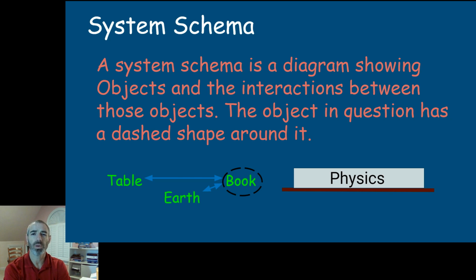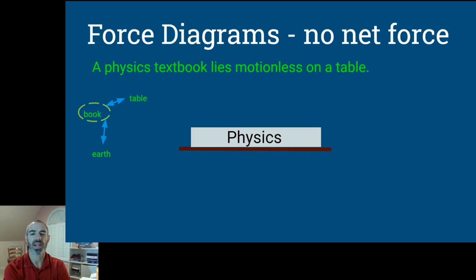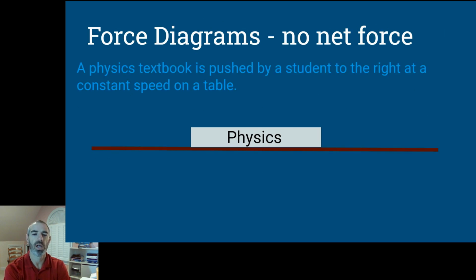Why is this important? Well, that tells us that when we draw our force diagram or free body diagram, we have 2 interactions. If the physics textbook lies motionless, the gravitational force pulls down, and the table is pushing up on the book. There's no acceleration, there's no change in velocity, so those 2 forces are balanced.